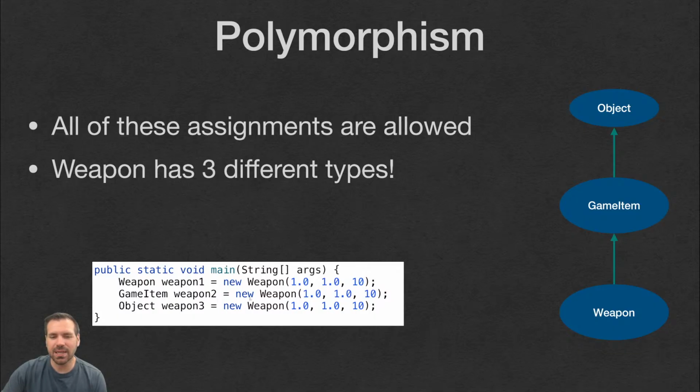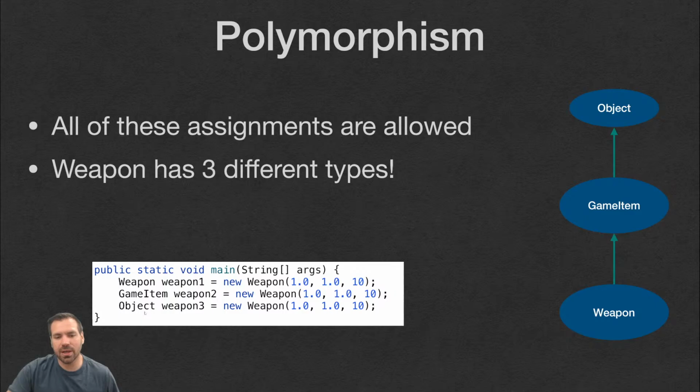Here, the type does not match the object type. The variable type does not match the object type. This is still a perfectly good assignment because a weapon, in a very real sense, is a game item. To the extent that a game item variable can store a weapon object or a reference to a weapon object. I won't always say reference to, but that is what's happening here. A game item variable can store a weapon because a weapon is a game item. A weapon is that type. It is the game item type. So this is a valid assignment.